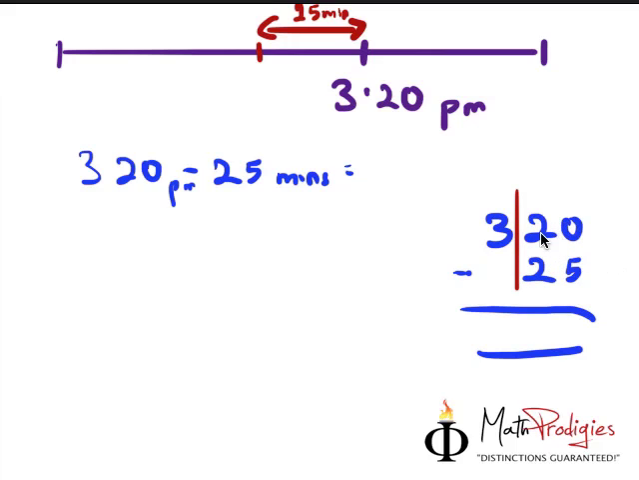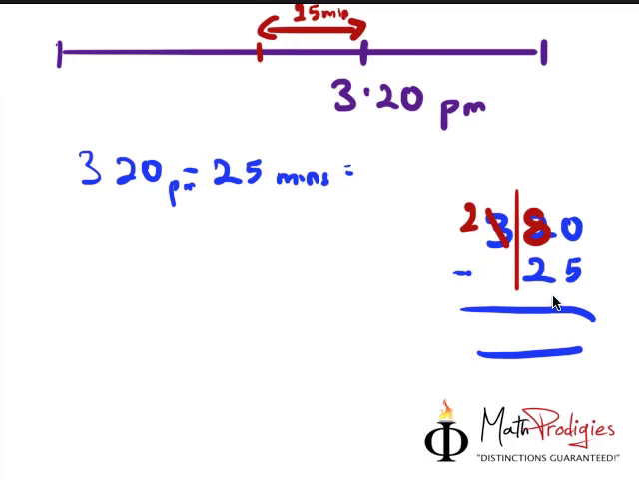Now your first question is, can 20 minus 25? The answer would be no. So I must borrow from the 3 hours. When I borrow from 3 hours, I have 2 left. And the next step is I need to put it to the minutes. So do I put 1? No, I don't. I must add 60 minutes because 1 hour is 60 minutes. So 60 minutes plus 20 is going to give you how long? 80 minutes.